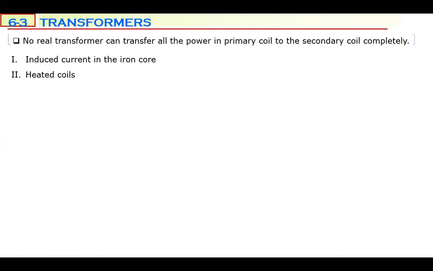I'm going to say lost energy because we don't want to heat a transformer to our room. This is not what we want. This is a lost energy. Because of these two, electrical energy is lost, and you cannot transfer 100% of the power from primary to secondary. This is impossible in real transformers. However, we are not going to think about this part when we are making calculations. Only know that no real transformer can transfer all the power from primary coil to secondary coil.